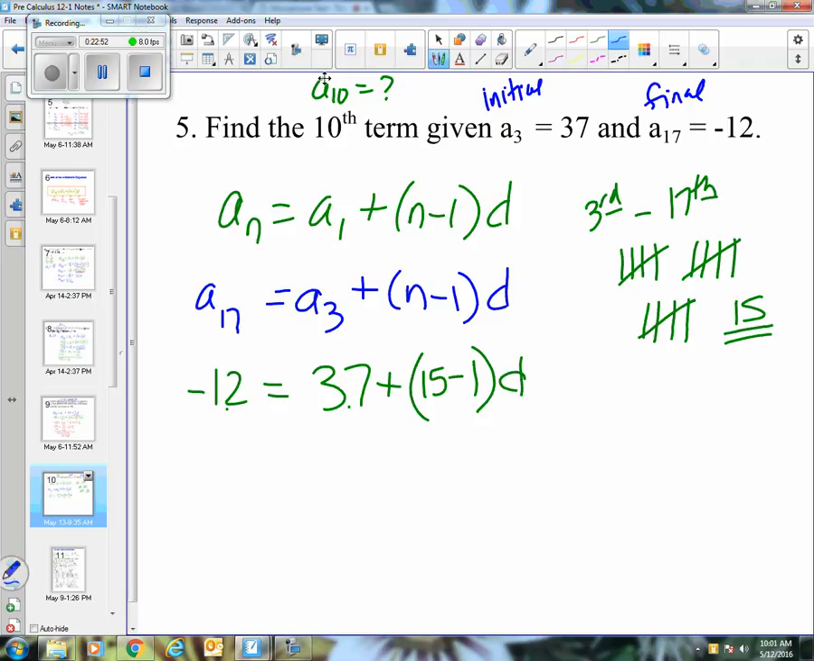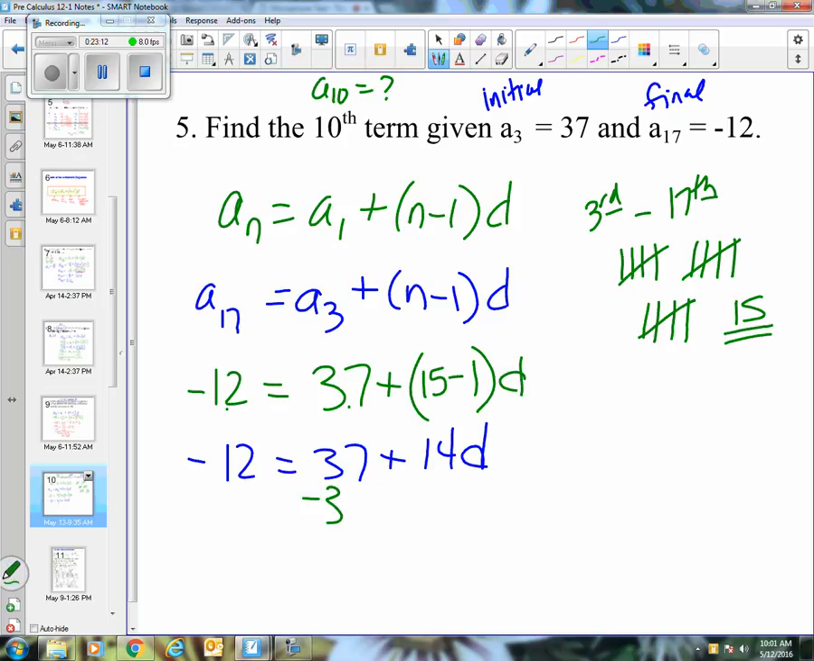So there's actually 15 terms in that list, but if you just subtract 17 minus 3, that's how many common differences you're going to need. There's only going to be 14 of them. You don't need a common difference for that first term, but there are, in fact, 15 terms there. All right, so take a look at the arithmetic that you end up doing. So we'd have 14 common differences.